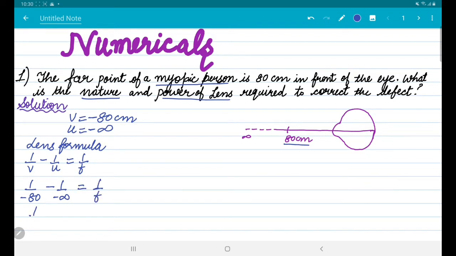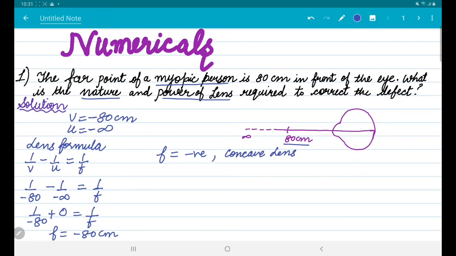From here we can easily find out the value of f. 1 by infinity is 0. So focal length comes out to be minus 80 centimeter. Now as the focal length is negative, it indicates the lens used here will be a concave lens. Concave lens has negative focal length.